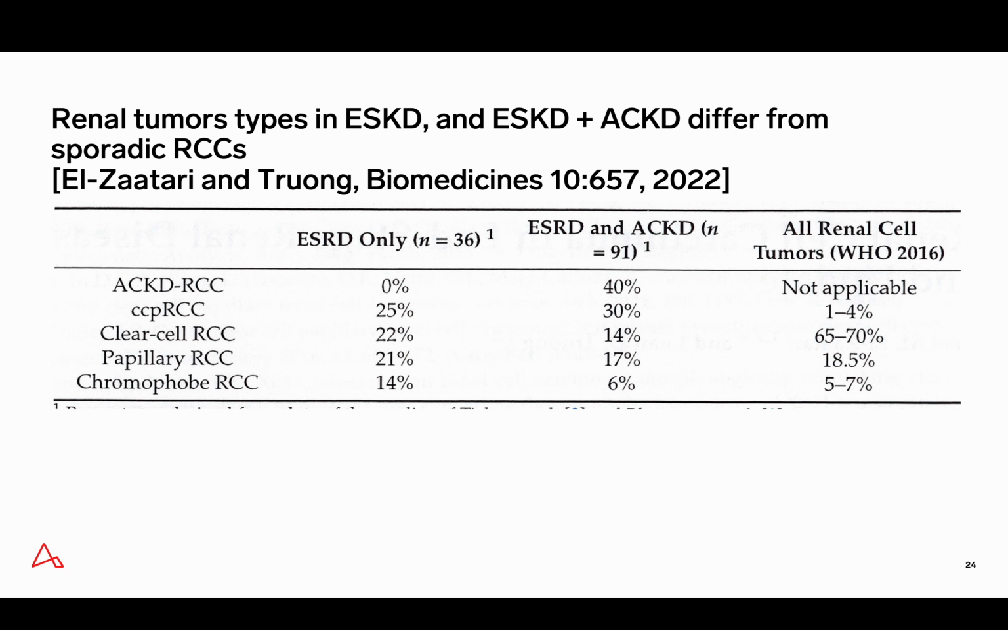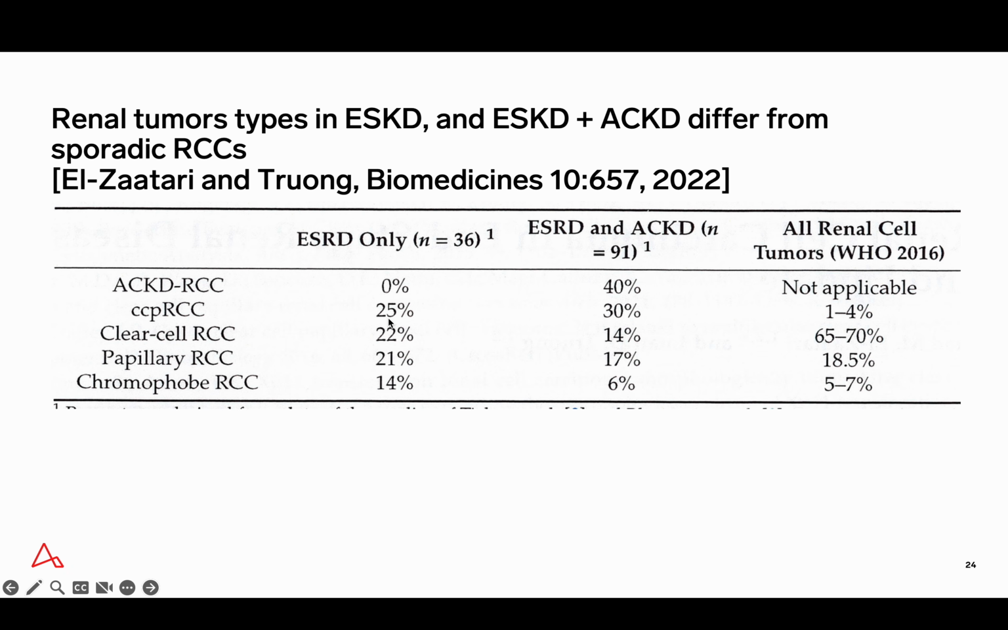This is a nice table from a recent publication in 2022, which shows the different types of renal tumors present in patients with end-stage renal disease or a combination of end-stage renal disease and acquired cystic kidney disease compared to cases occurring sporadically. And you'll notice that acquired cystic kidney disease associated renal cell carcinoma only occurs in the presence of acquired cystic kidney disease.